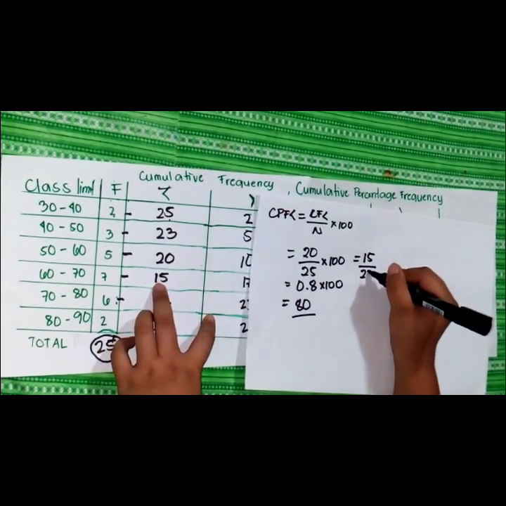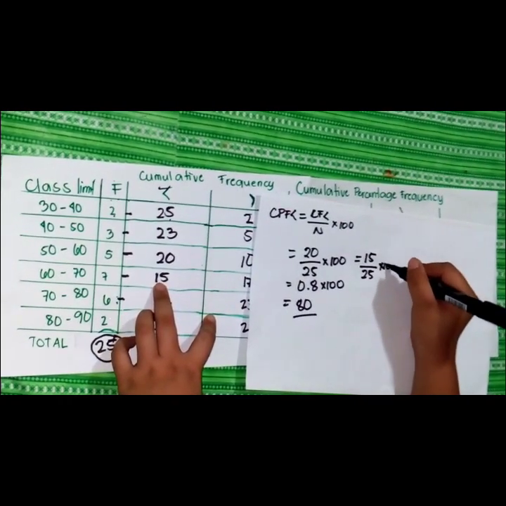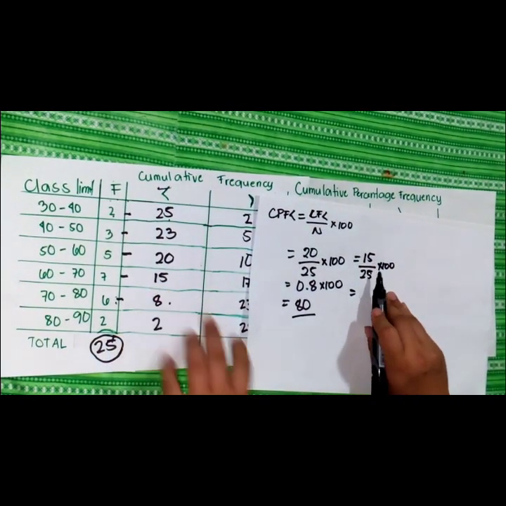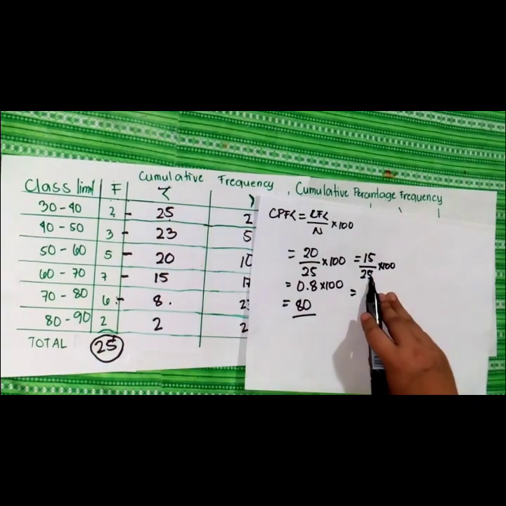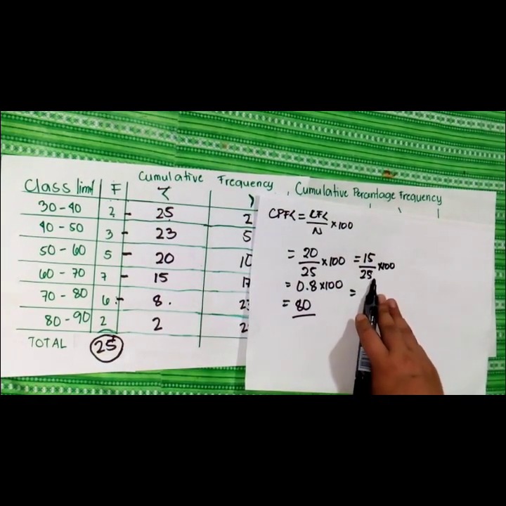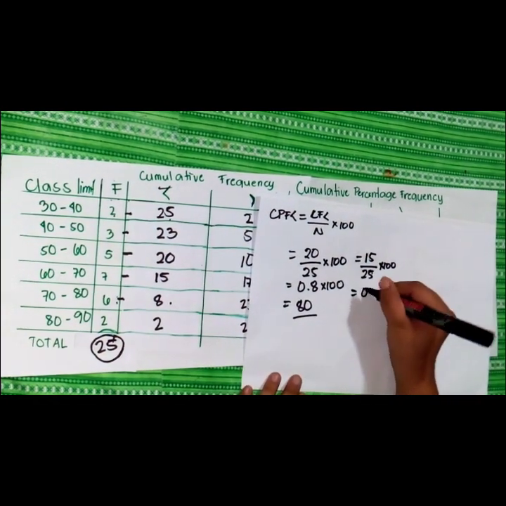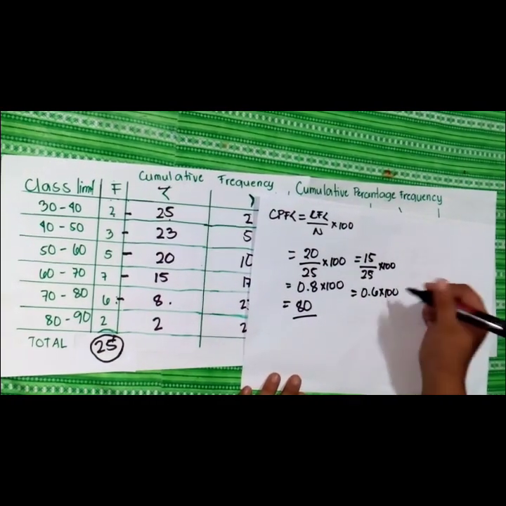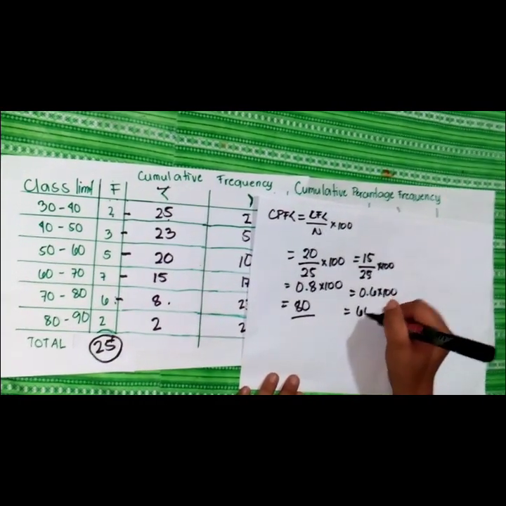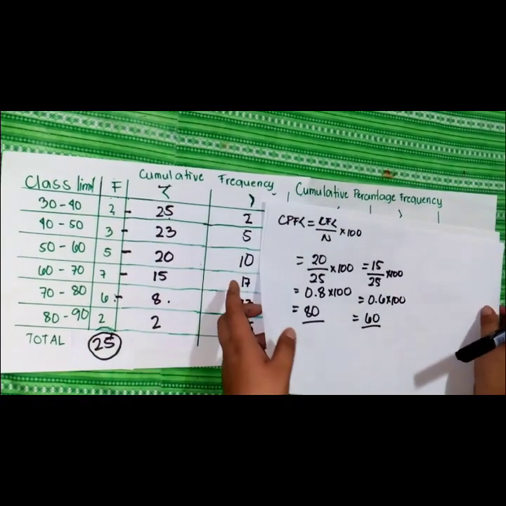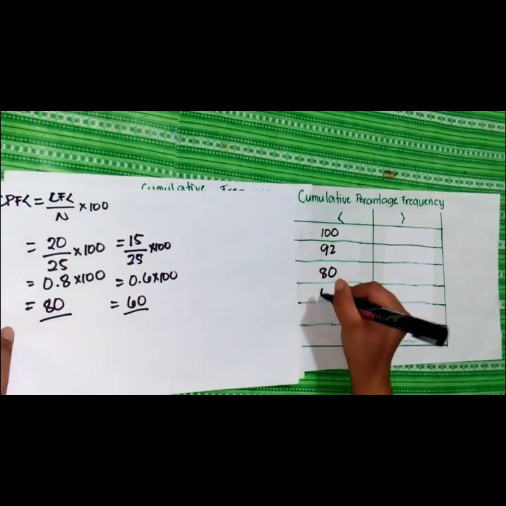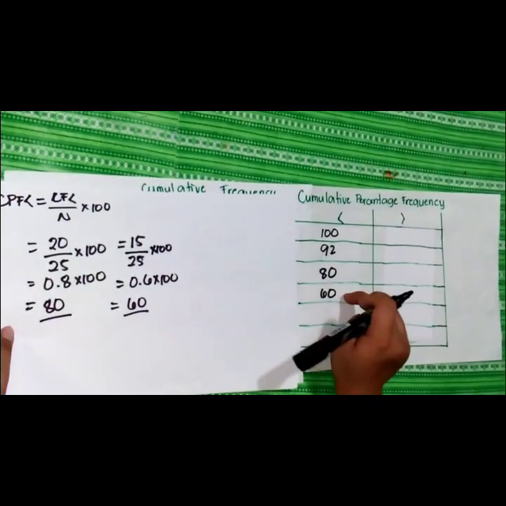We have a number of cases, 25, times 100. So 15 divided by the number of cases, 25, is equals to 0.6. 0.6 times 100 is equals to 60. So our fourth row answer is 60. So we will write 60 here.